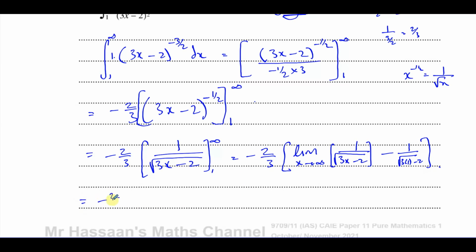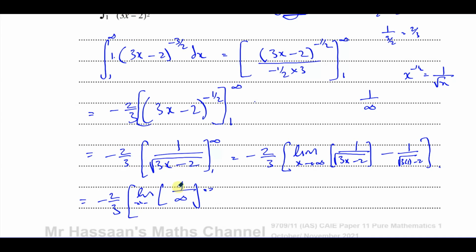So now you get minus 2/3 times. The limit of this, when I replace x by infinity, I end up with 3 times infinity minus 2. So that's a really huge number. And the square root of a really huge number is still a really huge number. So I'll end up with something like 1 over infinity, 1 over a really big number. So the limit of 1 over basically infinity is going to equal 0.